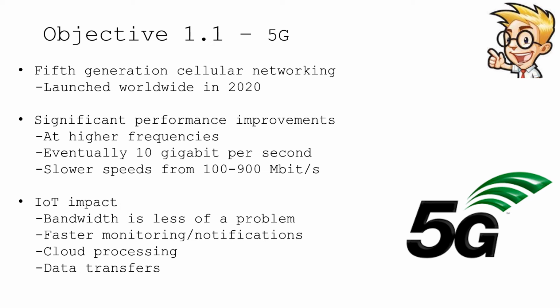And in the best possible scenario, we should eventually get up to 10 gigabits per second throughput from one single mobile device. And these networks are rolling out, and you may find that you have speeds between 100 to 900 megabits per second, which is still much faster than the older LTE networks.